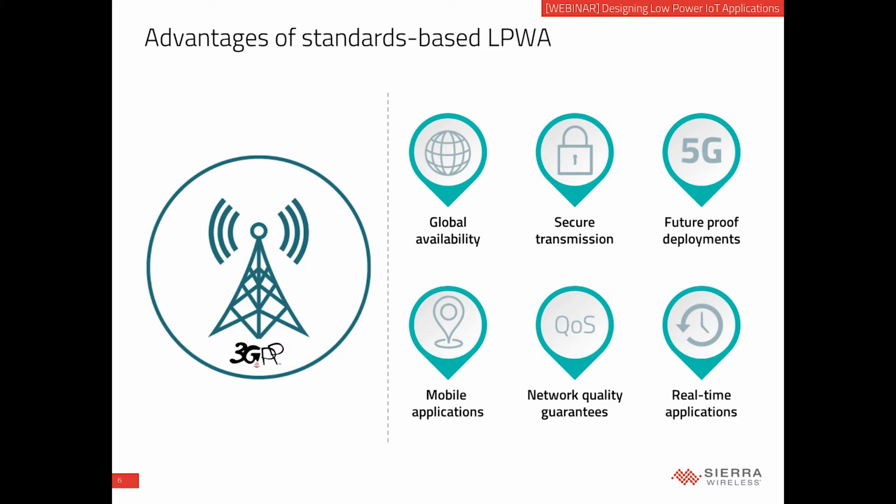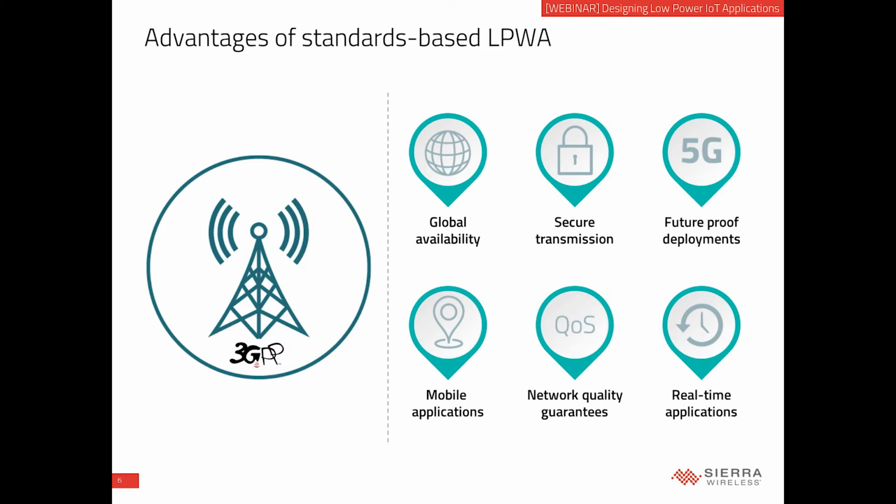Very often the question is asked, well, why not wait for 5G? In fact, these networks, LTE-M and narrowband IoT, are already on the path to 5G and largely compliant with what will be needed for 5G. They do support mobile applications.